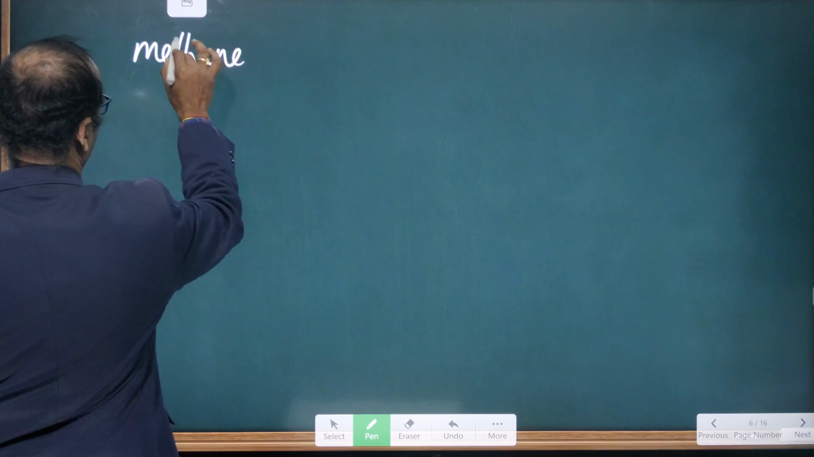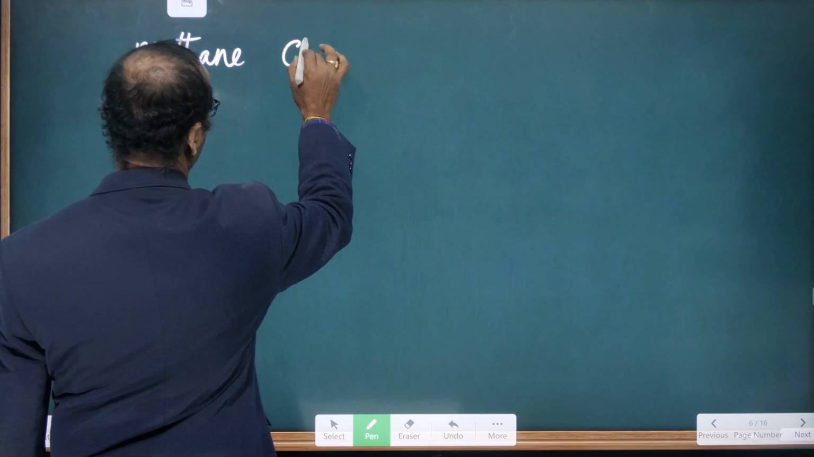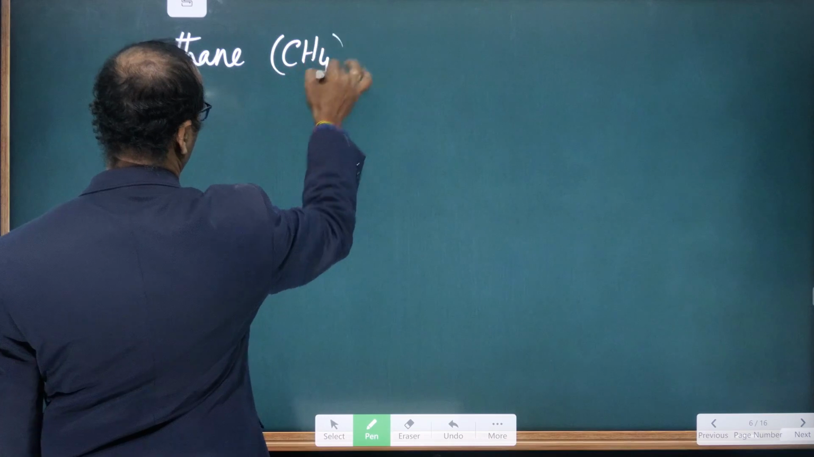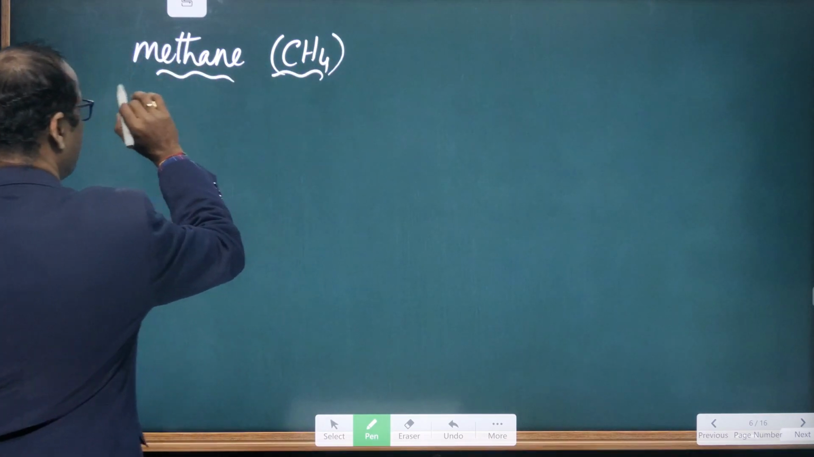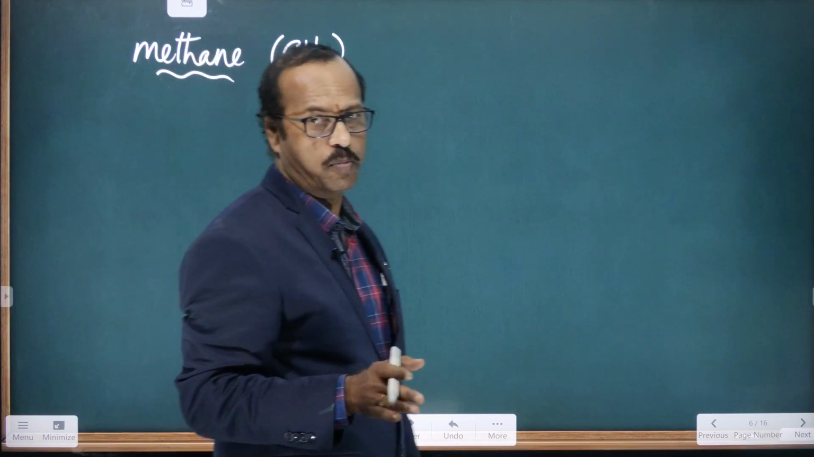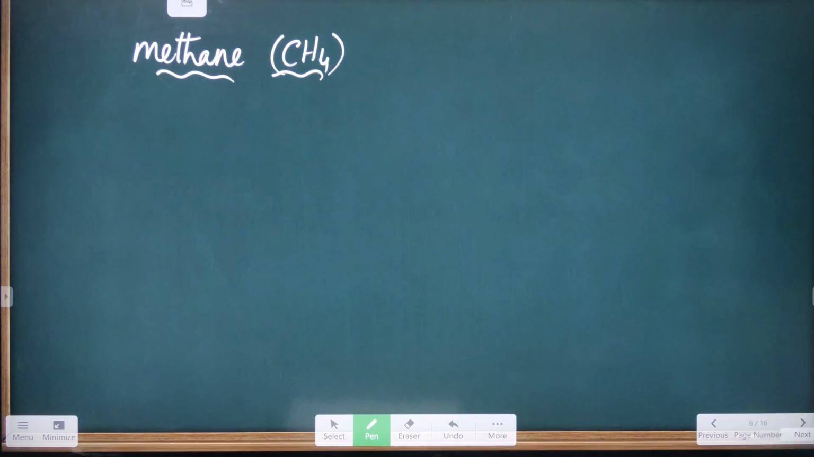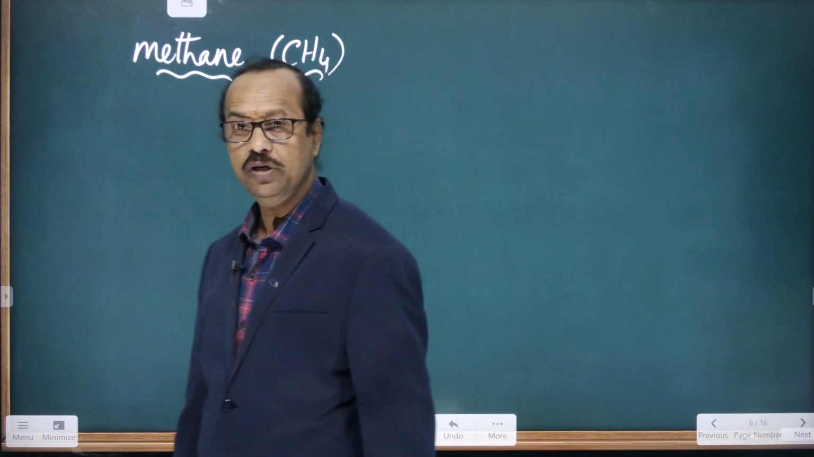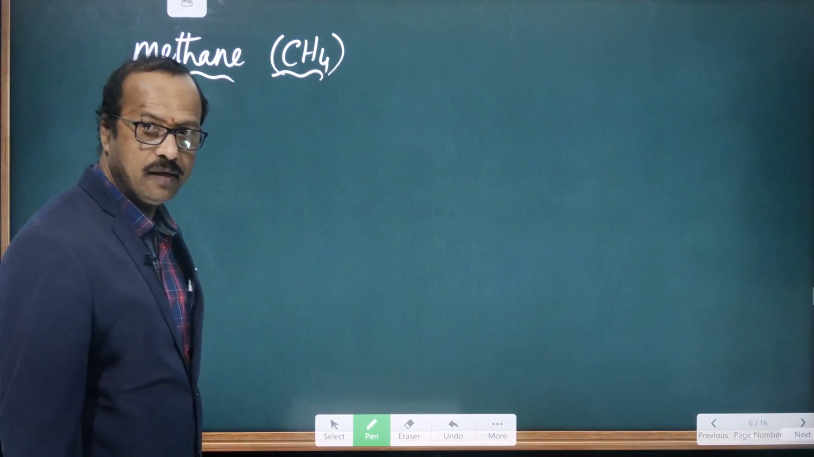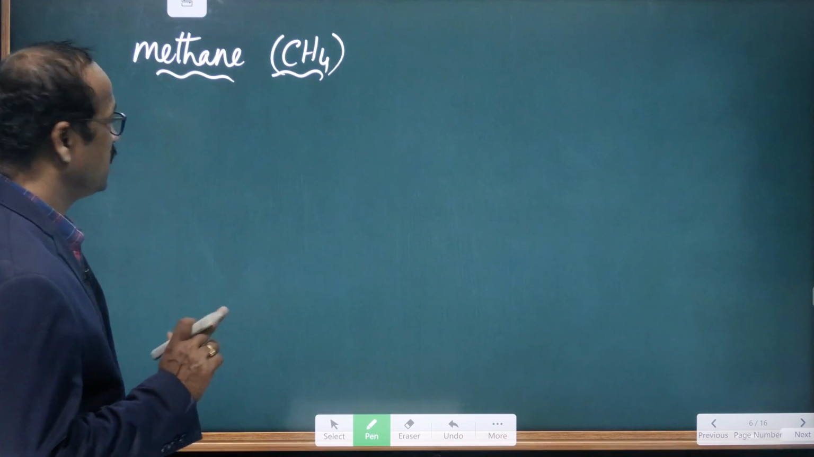How is methane formed? The methane formula is CH4. Students, very important: you have to remember how the name methane is given to this compound, which we will discuss in the nomenclature topic. As of now, let us see how methane is formed. Is this clear to you? So the methane formula is CH4. Now, how is methane formed?